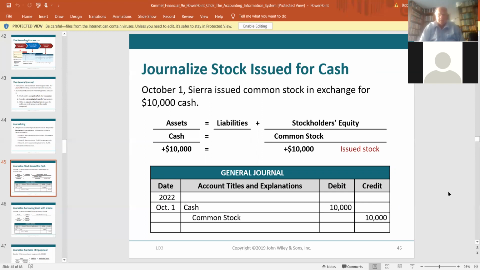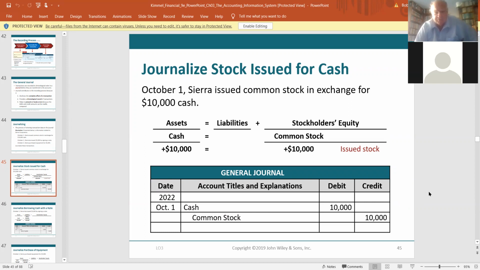So let's see what we have here. Sierra issued common stock. Cash goes up with a debit. Common stock goes up with a credit. Look at your general journal. It's going to have a date. The year you only have to put one time on the top. You don't repeat the year all the time. The debits go first whenever possible. Credits are always indented. You notice the indentation there? Credits are always moved over a little bit. You debit cash 10,000, you credit common stock 10,000. All right. Your first journal entry.